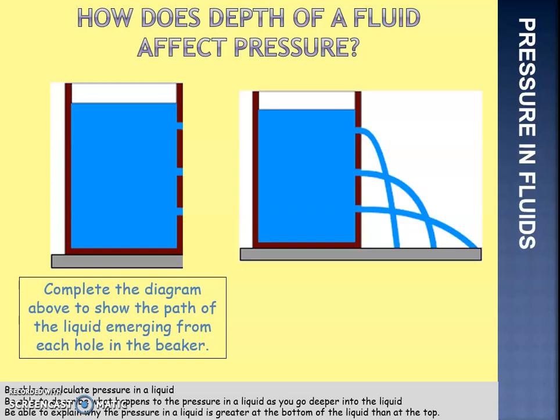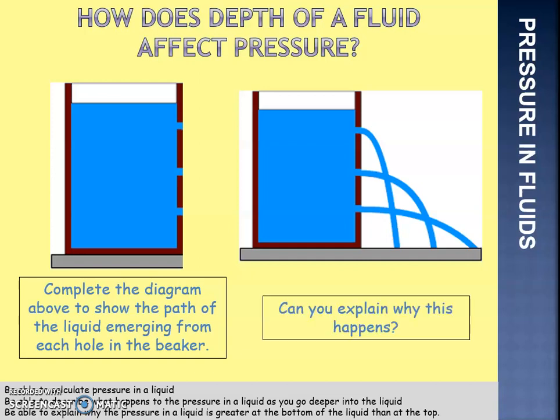Okay, that's how it should look. So at the top it comes out with very, very little force, but the one at the bottom, lots and lots of force. Can we explain why that happens? Pause the video whilst you attempt that.